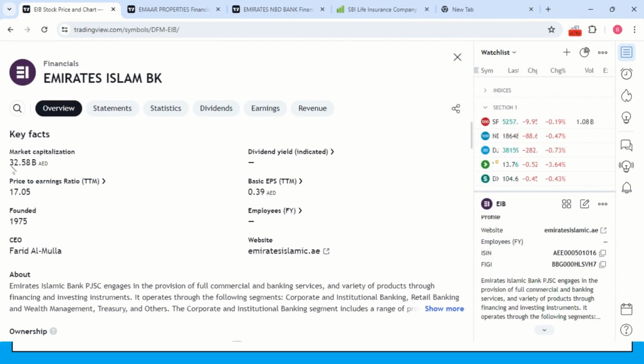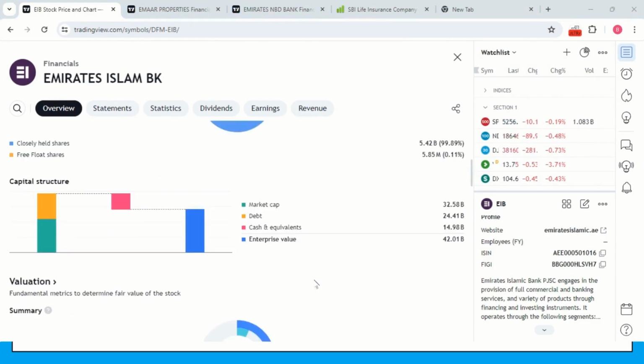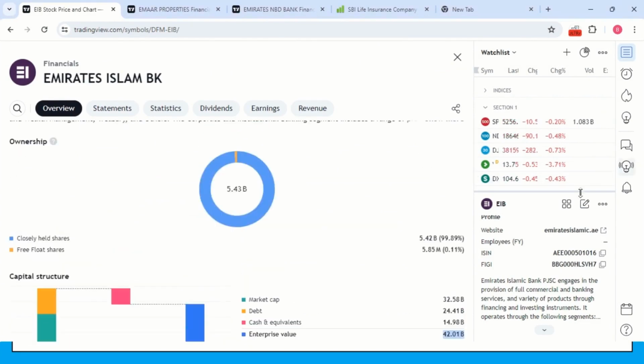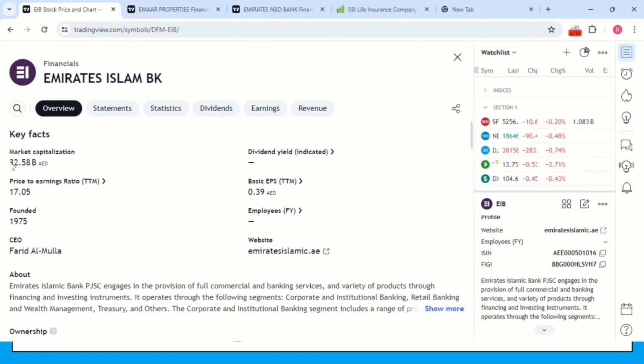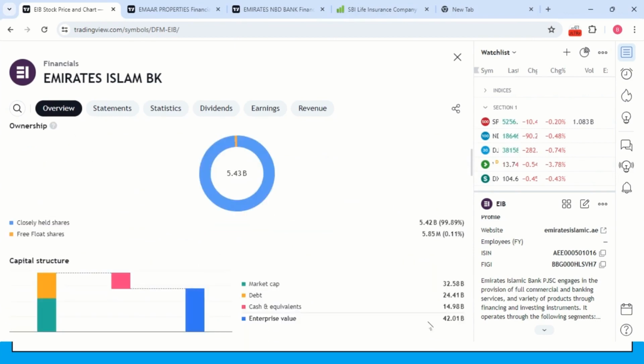Okay, market capitalization, it is available 32.58. Okay, the enterprise value will be here, right? And you can go for this one, market capitalization will be 32 billion, and from here enterprise value will be 42 billion, right? So from this one, enterprise value is higher compared with the market capitalization. It means what? Some debt will be there.